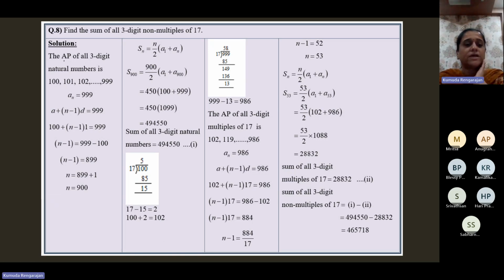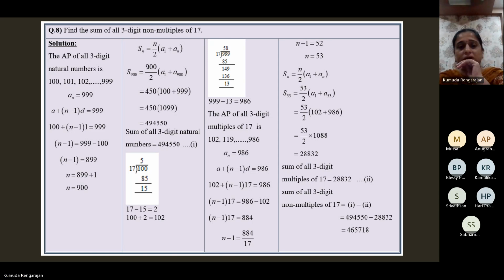We'll see again. First, generate the AP of all 3-digit numbers, meaning 3-digit natural numbers, starting from 100 to 999. All right. So generate the AP and then find the sum of all these numbers from 100 to 999. That's the first step. Step 2 is to generate the AP of all 3-digit multiples of 17.